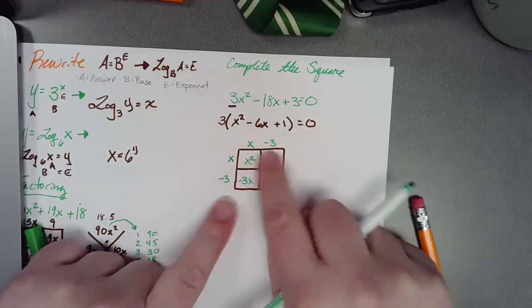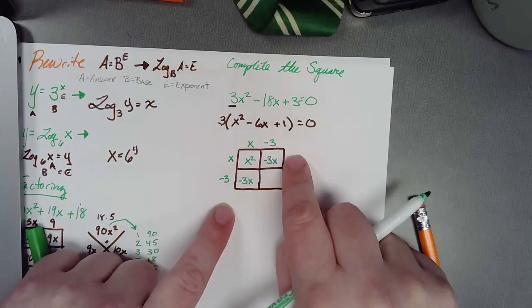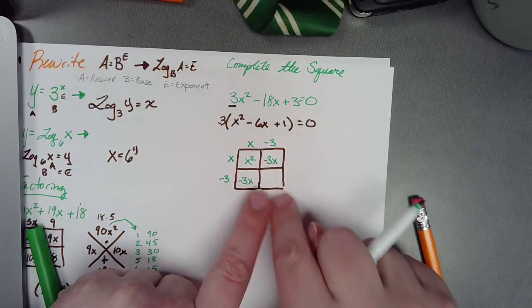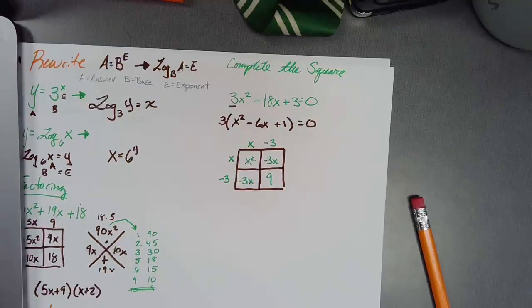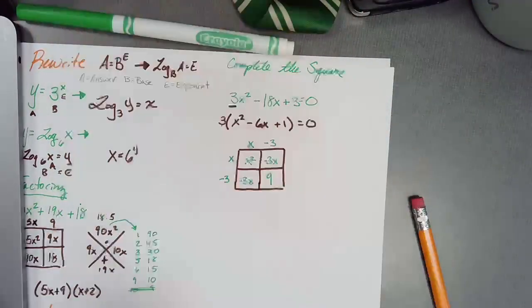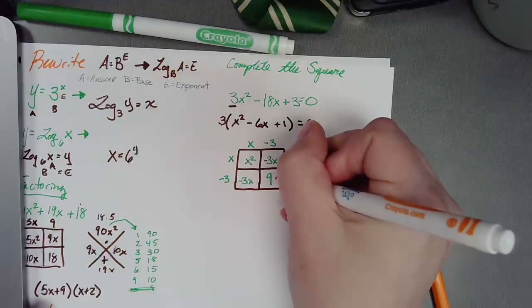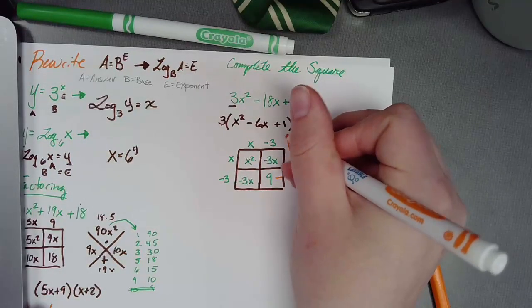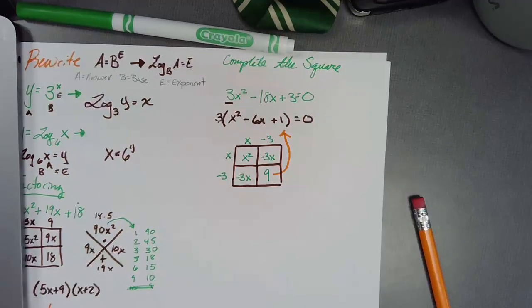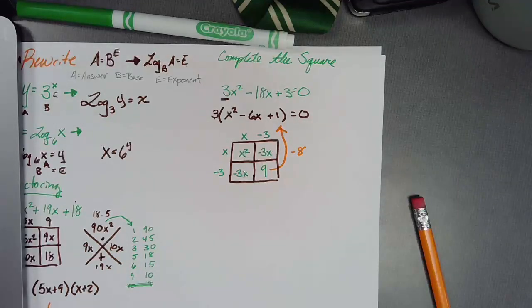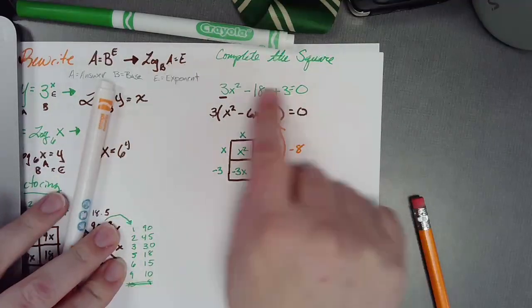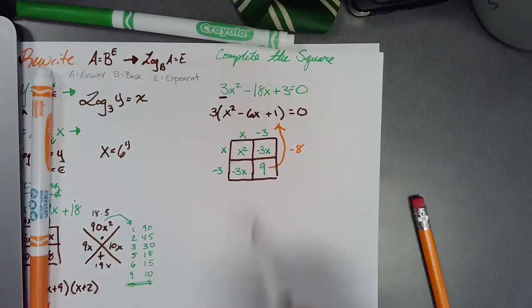And like I said, they have to be the same. Since these are now the same, they cause me to get a box down here of 9. And the real difference in completing the square is we say, okay, what do I have to do to get back there? And really what I have to do is take away 8.